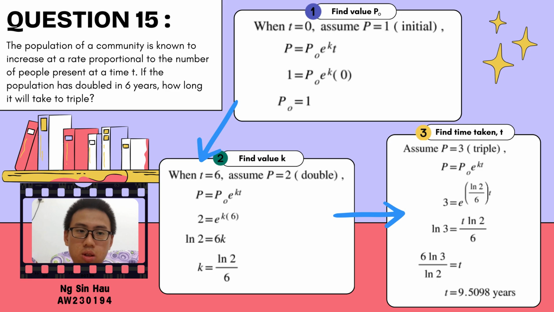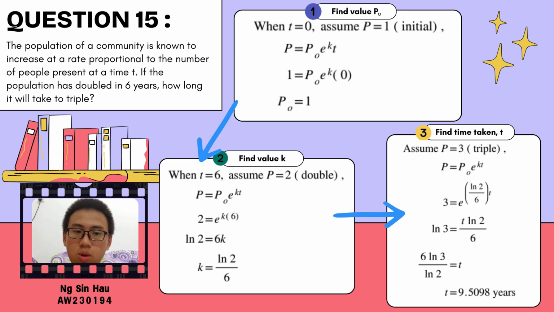Question 15. The population of a community is known to increase at a rate proportional to the number of people present at time t. If the population has doubled in 6 years, how long will it take to triple? First step, we find the value of P0. When t equals 0, we assume P equals 1 since it is initial, so we get P0 equals 1.